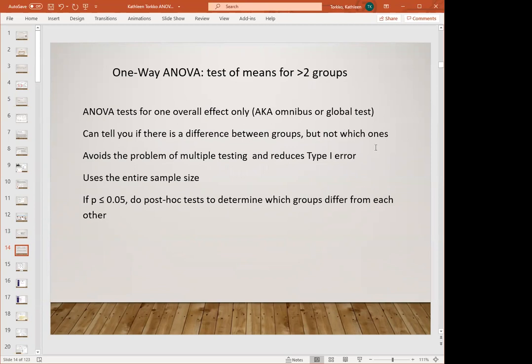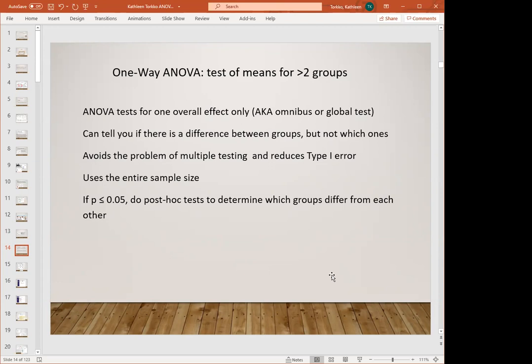And what it does, when you get a p less than 0.05, if you've set your alpha at 0.05 and your level of significance is less than 0.05, it will say there is a difference between at least one group and another group. It won't tell you which one. And what this does, it avoids the problem of multiple testing. You've got one test that will say, yes, there is a difference.